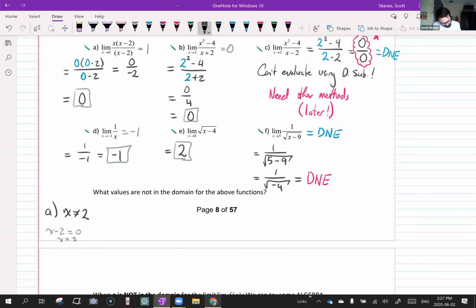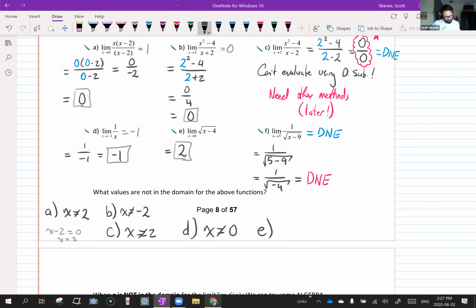For B, what value is not in the domain? X equals -2. Once again, I'm talking about this and this. This one relates to this. What value of x would break that function? So it cannot be -2. What about C? What value? 2. Good. X is not allowed to be 2. For D, x is not allowed to be 0 because that would break the function.